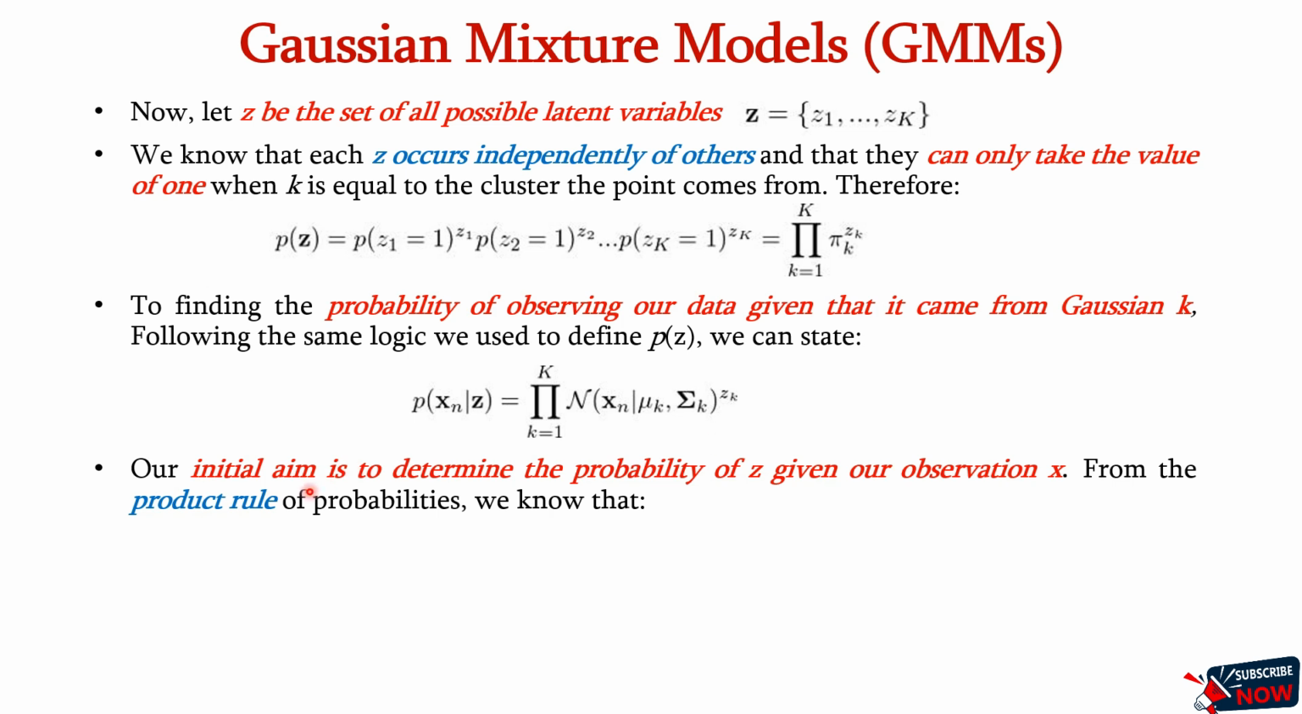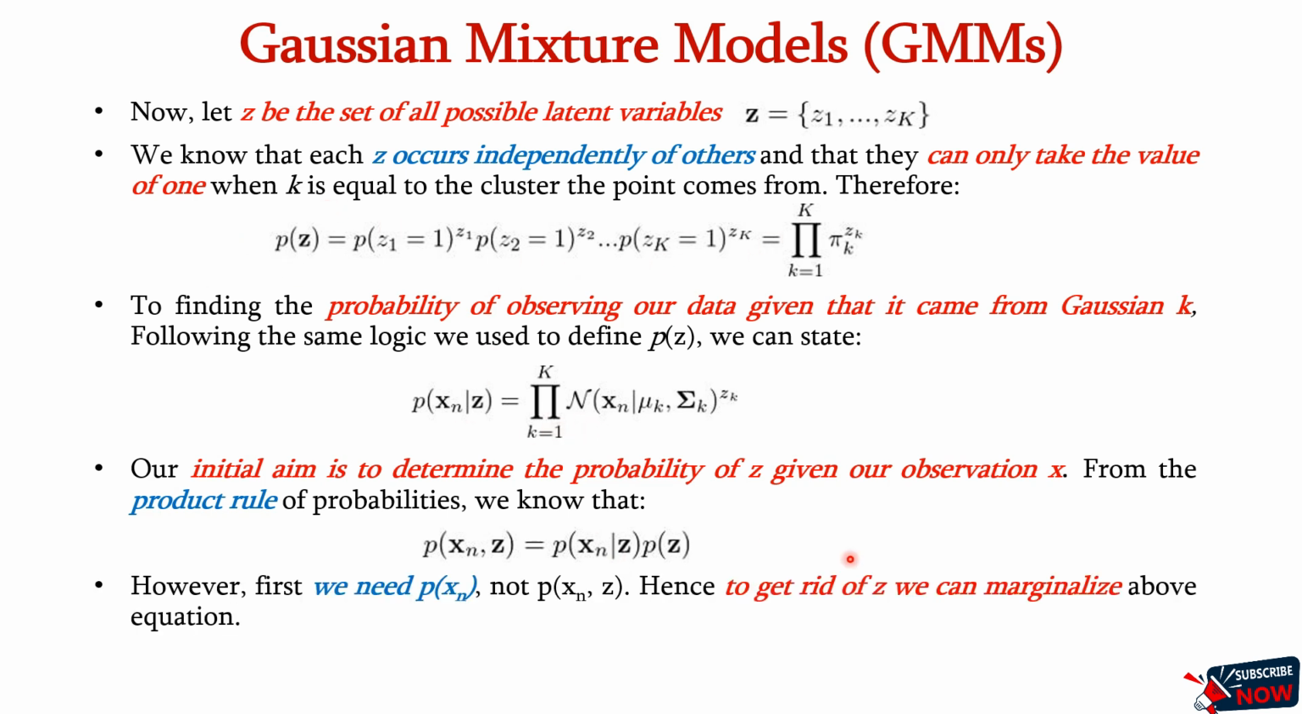But our initial aim is to determine the probability of z given our observation x, not xn given z. So from the product rule of probabilities, we can write p of xn comma z as p of xn given z into p of z. So this is what we have derived now, that is p of z and p of xn given z. But we need to find p of xn, not p of xn comma z. So we have to get rid of this particular z.